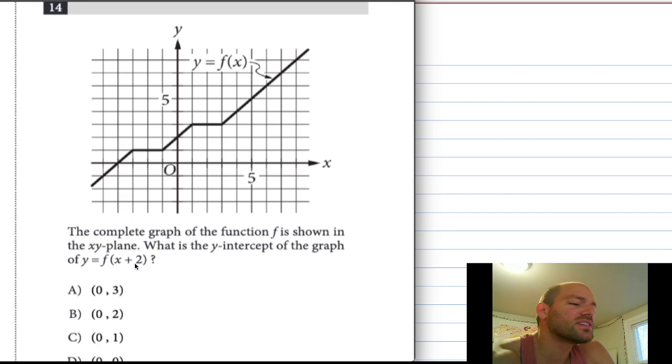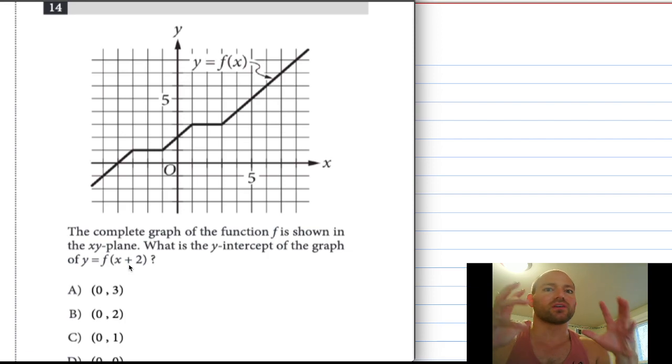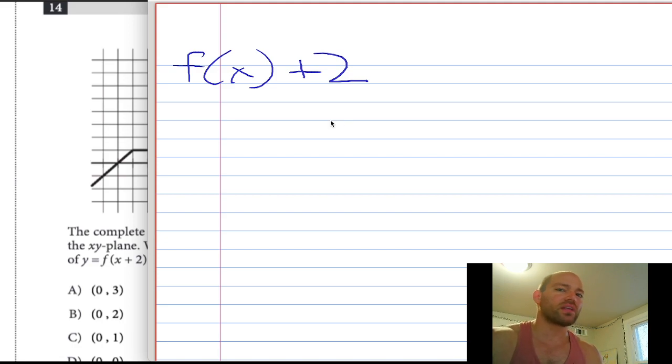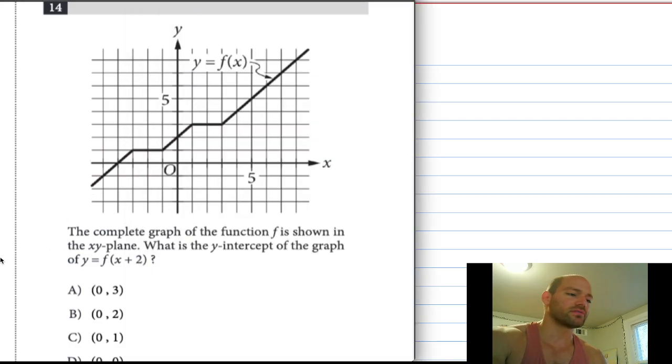Okay, so this is basically a graph translation question. If we're adding or subtracting a number inside the parentheses like that, that means we move the graph side to side. If they had put the plus 2 on the outside, like f of x plus 2, outside the parentheses means moving up and down. But that's not what they did, is it? They said right to left.